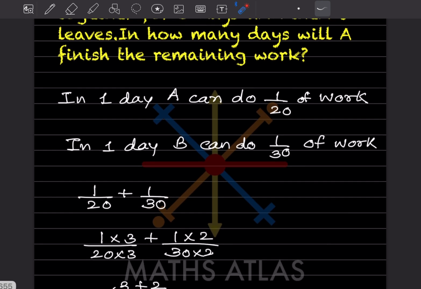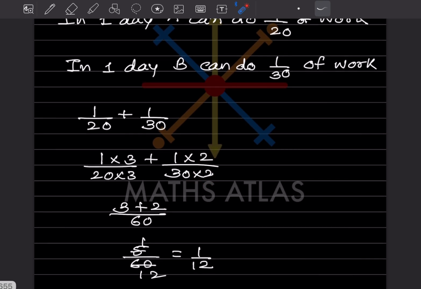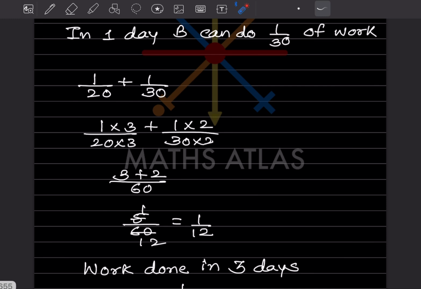So we'll see first together, how much do they work. So together is going to be 1 by 20 plus 1 by 30. So the LCM of this is going to be 60. So this should be multiplied by 3, so this also by 3. For this one by 2, so this also should be multiplied by 2. So that will be 3 plus 2 by 60, which is going to be 5 by 60, which will be 1 by 12. So that is the work done in 1 day.